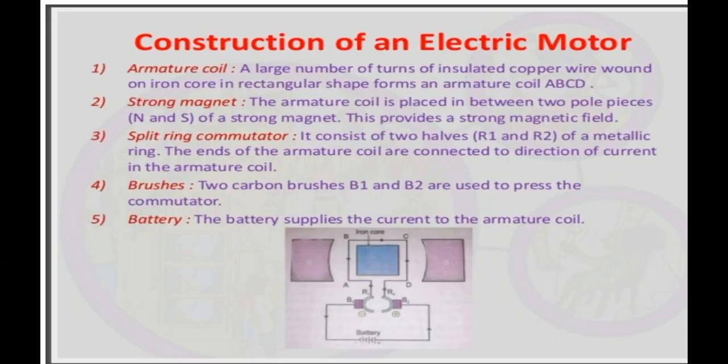Now we are going to discuss the construction of the electric motor. In the construction of an electric motor, there are 5 main parts, as you can see in the figure.